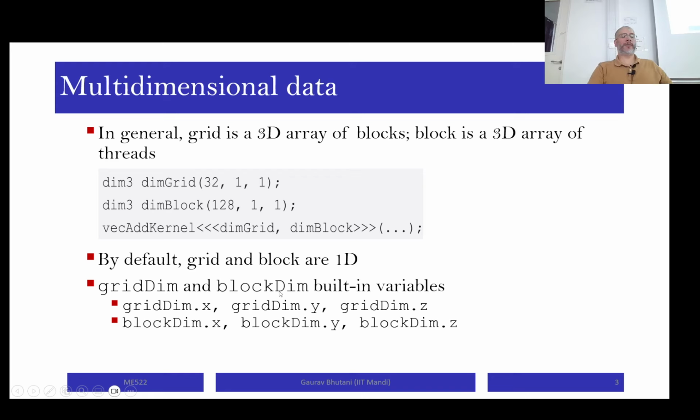If it was single dimensional, then you will simply say gridDim.x, and that will return 32, because you have 32 blocks in a grid. If you said blockDim.x, that will give you 128, because you have 128 threads in a block. So that is the dimension of a block. But if you had multi-dimensional grids or blocks, then you could access the y and z parameters as well using gridDim.y, gridDim.z, and similarly you could extract the number of threads in a block in the y and z directions as well.